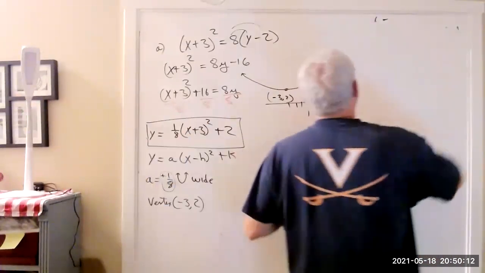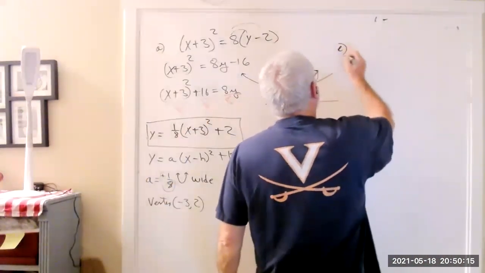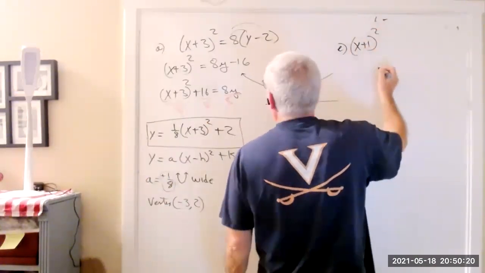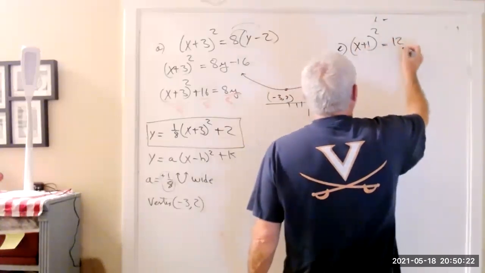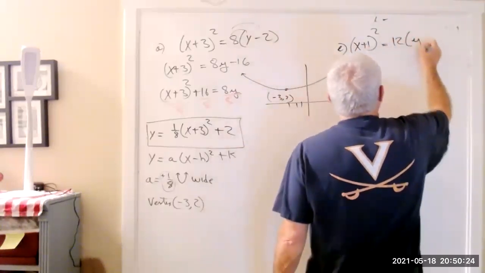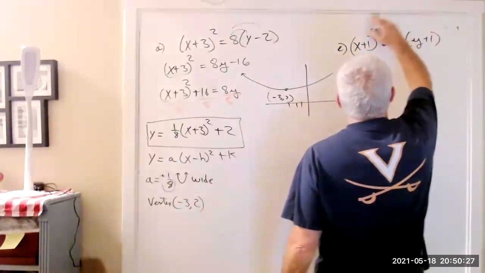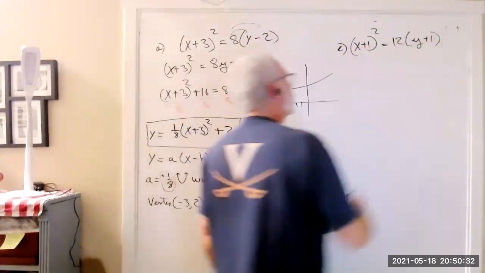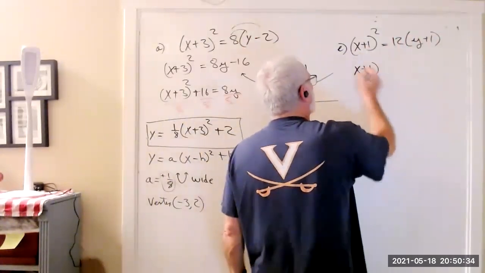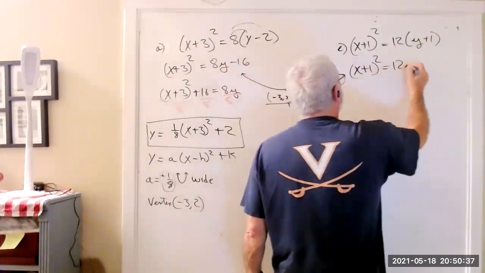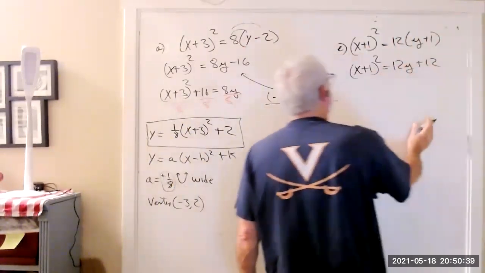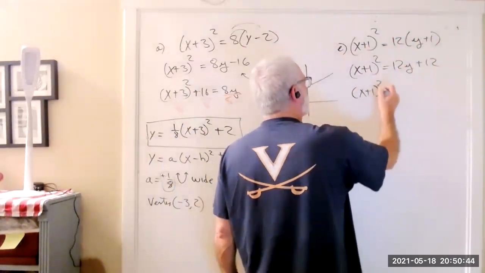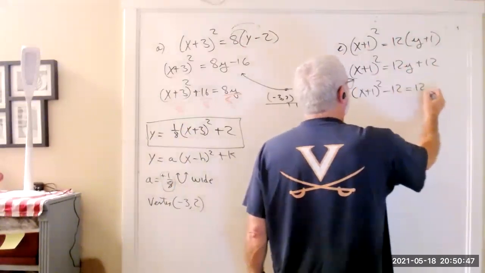It would be E, which would be x plus 1 squared equals 12 times parentheses y plus 1. Okay, it's going to be exactly the same as this. So we're going to have x plus 1 quantity squared equals 12y plus 12. Move the 12 over. So x plus 1 squared minus 12 equals 12y.